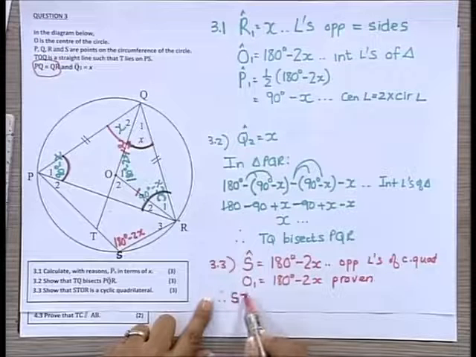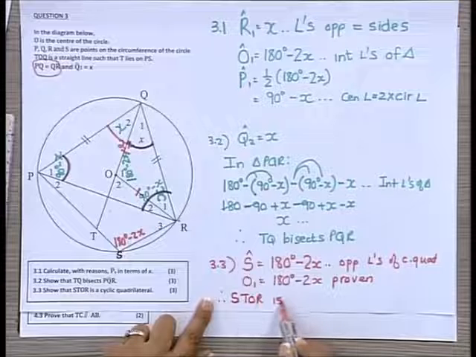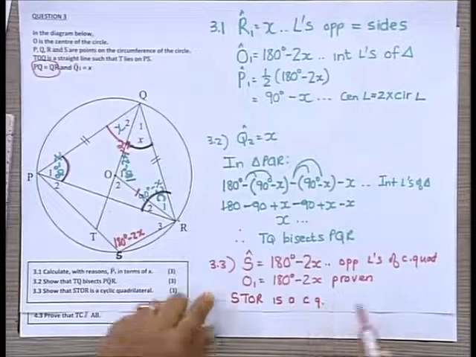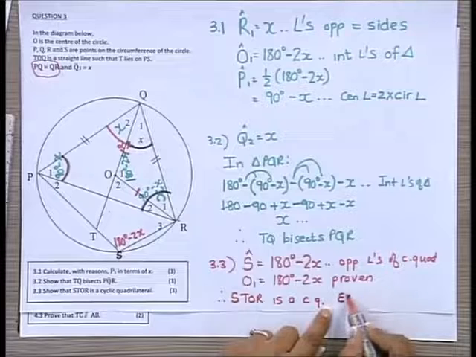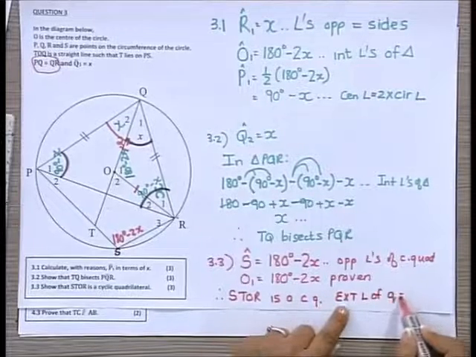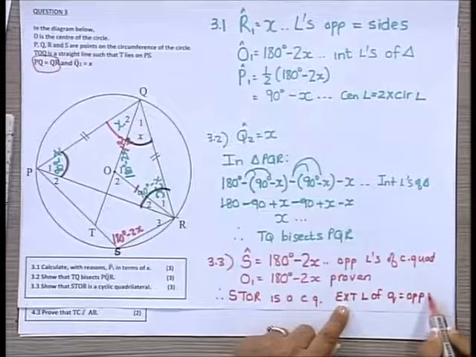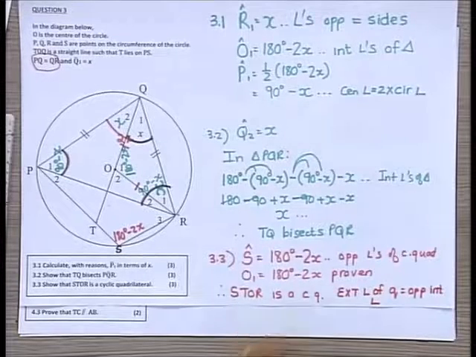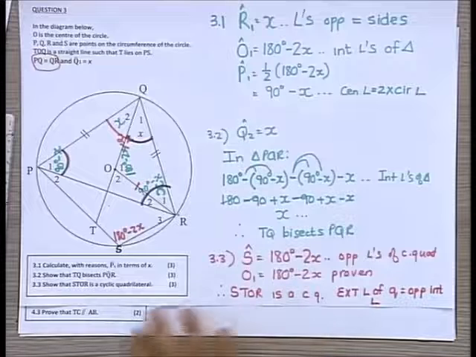Thus, STOR is a cyclic quad. Reason: exterior angle of quad equal to opposite interior angle. I hope that you understood 3.3 completely.